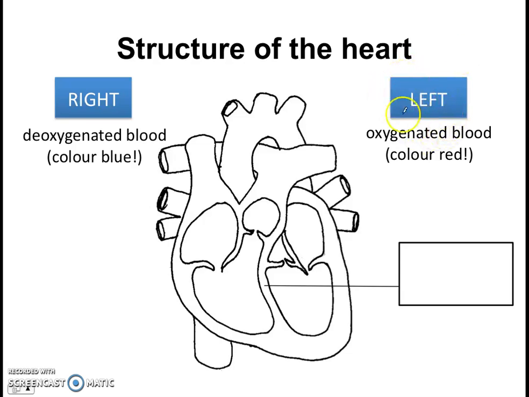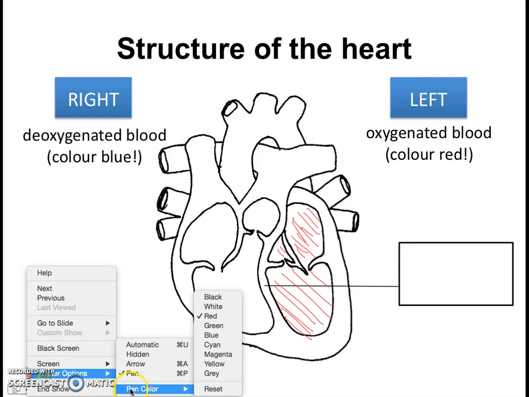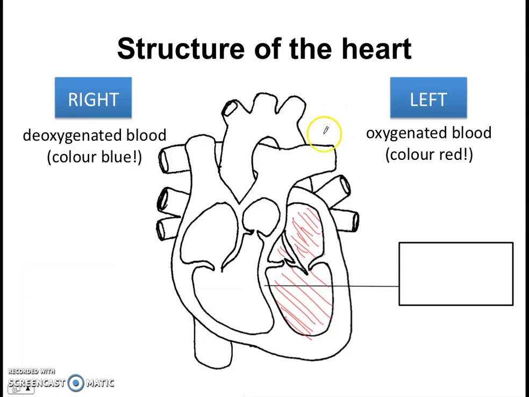So the left side of the heart is here, the right side is here, and the left side of the heart contains oxygenated blood, or oxygen-rich blood. So you can just shade in the left side of the heart. It contains oxygenated blood. And the right side of the heart contains deoxygenated blood, so you can shade that blue.